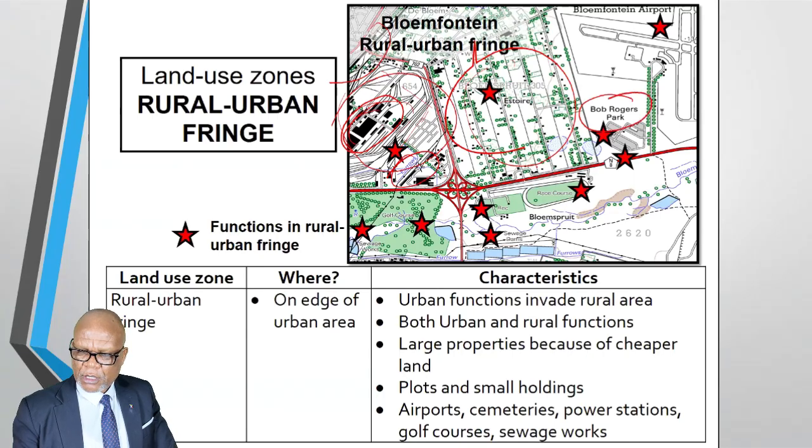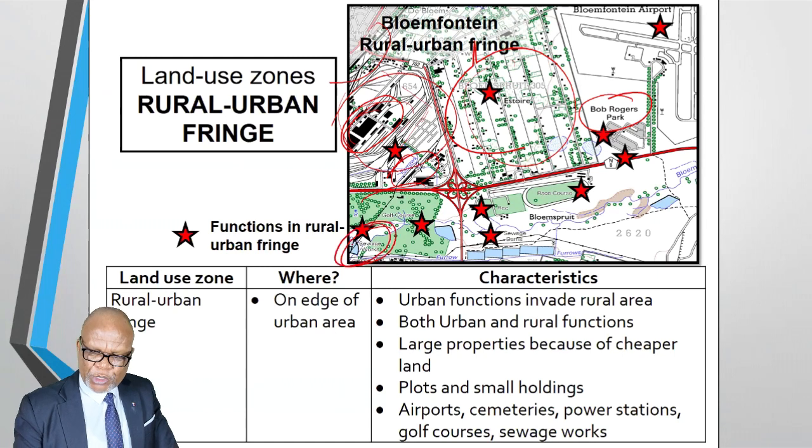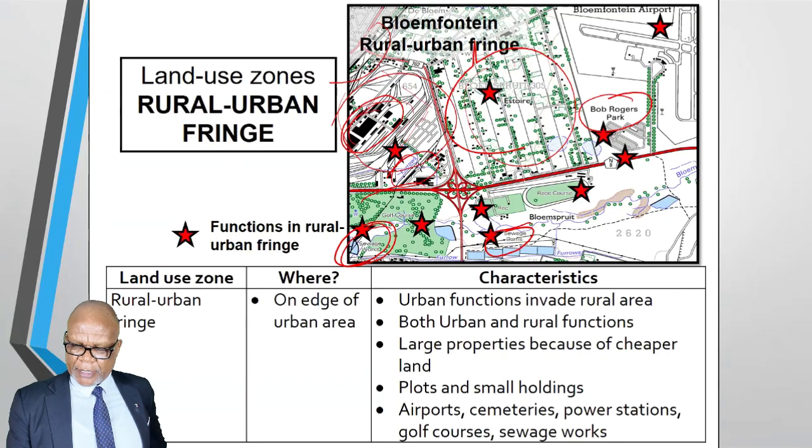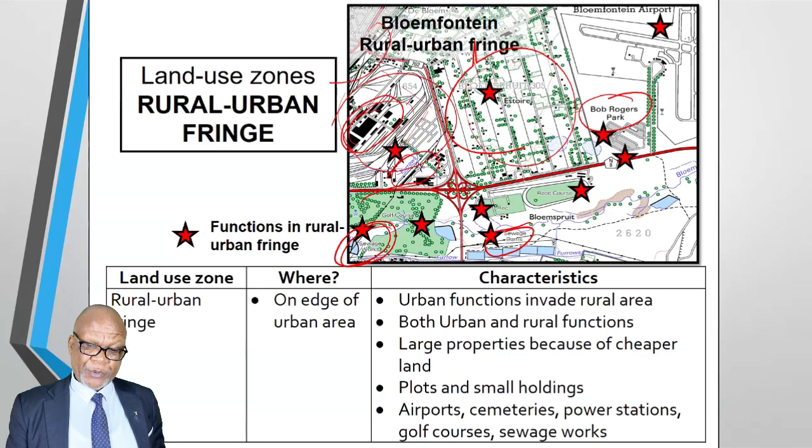Also, you can see there's Bob Rogers Park there. You can see there's a park there. So this is where you will also find your sewage works. You see there's a sewage work outside the CBD before the rural. So that area is called a rural urban fringe. It is also a transition between rural area and urban area, but it's not a transitional zone. It is just a transition because now you are moving from the rural areas, you are getting into urban areas.